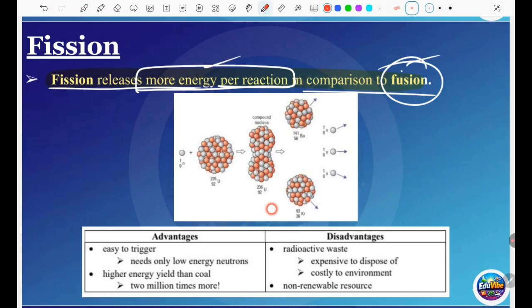This shows a diagram for the process. Then we have some advantages and disadvantages. The advantage is that it is easy to trigger and needs only low energy neutrons. It has a higher energy yield than coal, about 2 million times more. Disadvantages: it produces more radioactive waste, is expensive, is costly to the environment, and uses non-renewable resources.